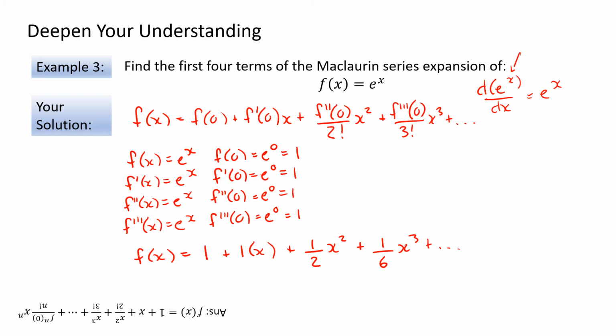So writing this second term, it's the only one that I haven't fully expanded. 1 times x, if we erase that, simply becomes x. Okay? So you can see this is the Maclaurin series expansion for e to the x. All right?